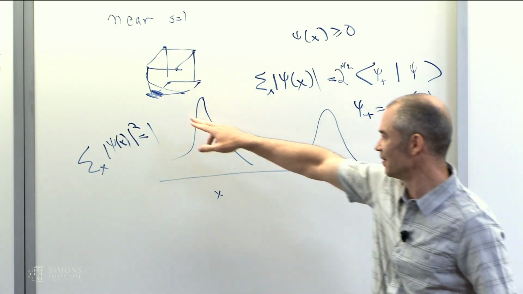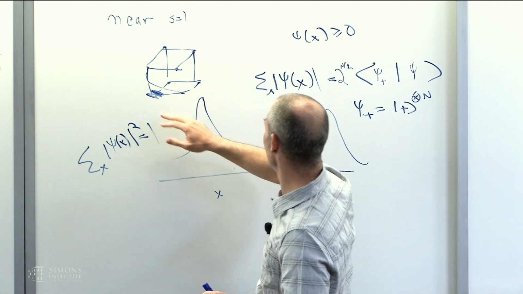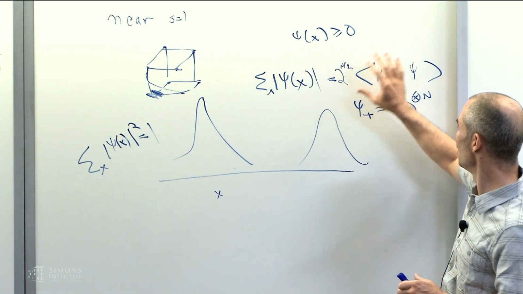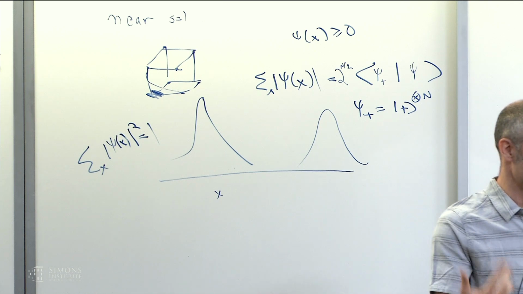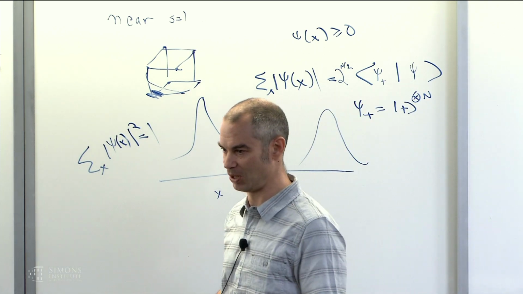Prepare the state in the exact ground state. Of course, we don't know what the ground state is. Do some tweak to the Hamiltonian so that we get to some state which is delocalized and has a large inner product with psi plus. Then measure psi plus, and you'll succeed with a probability much bigger than 2 to the minus n.